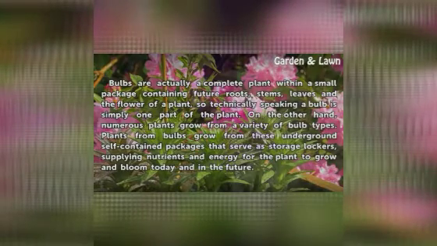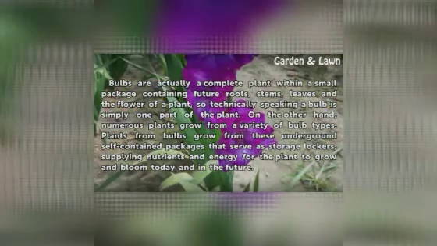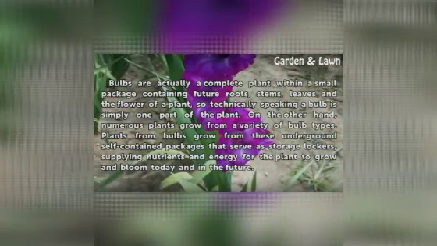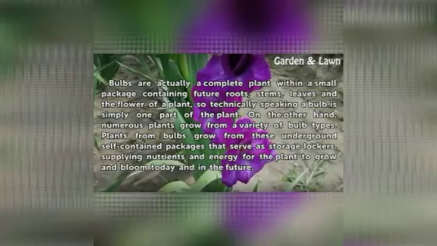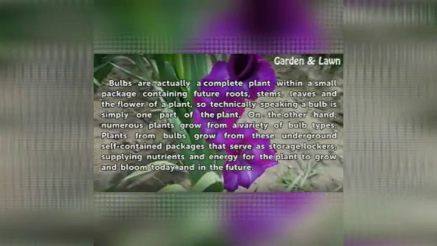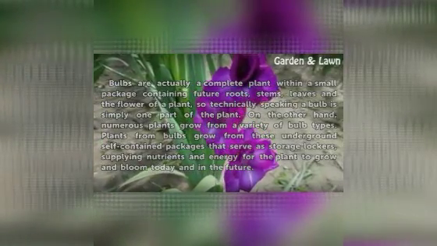On the other hand, numerous plants grow from a variety of bulb types. Plants from bulbs grow from these underground self-contained packages that serve as storage lockers, supplying nutrients and energy for the plant to grow and bloom today and in the future.